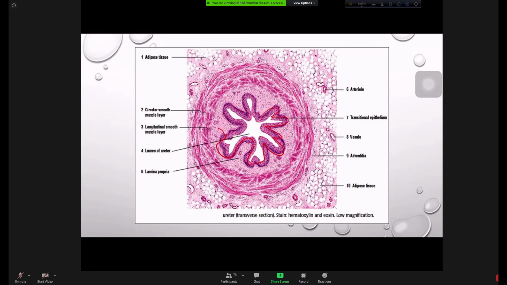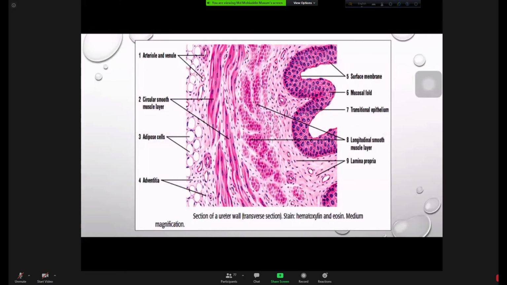You can see here two layers of smooth muscle, one circular layer, and the outer side and the inner side there will be longitudinal muscle, and these are the transitional epithelium. Here 5 to 6 cell layer thick transitional epithelium is here, circular muscle layer and muscle layer.